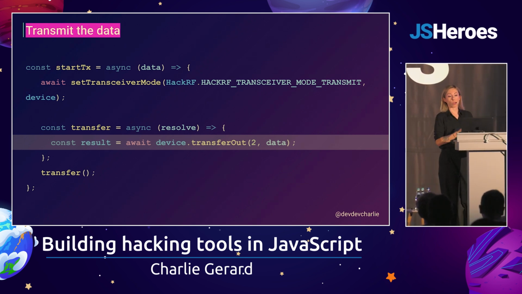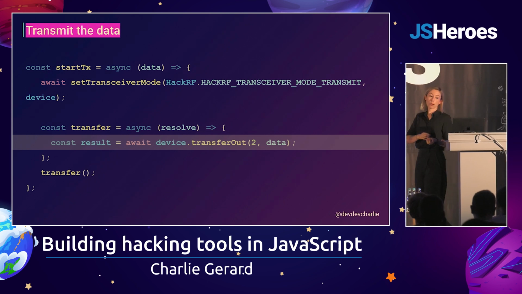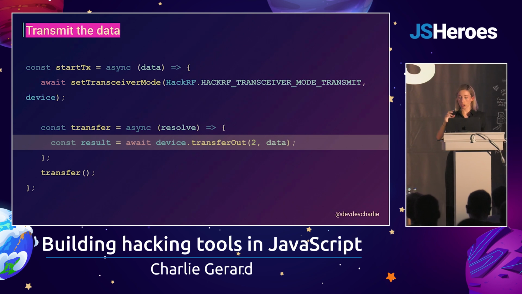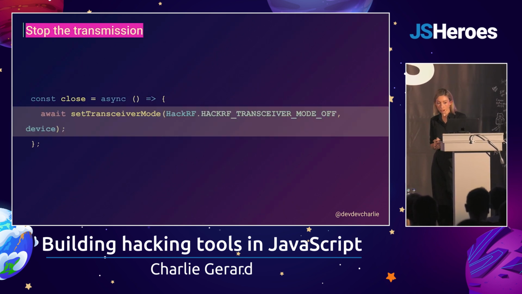I just want to transfer my data once. And this time, instead of calling transfer in, I'm calling transfer out because I actually want to transfer out. Then number 2 is the transmit mode, and the second argument is our data. OK, so I actually forgot what I have after.